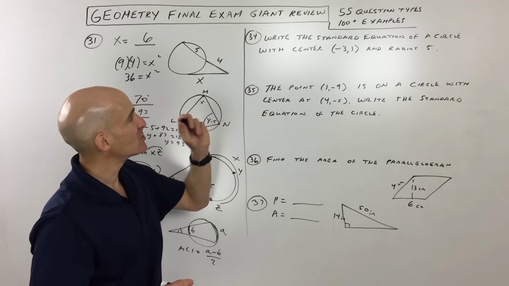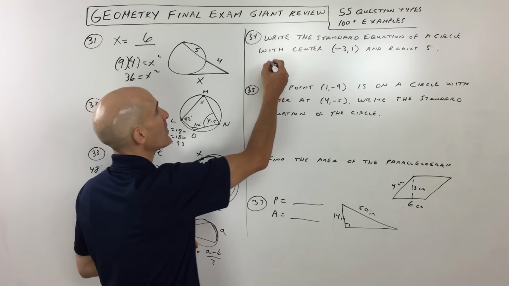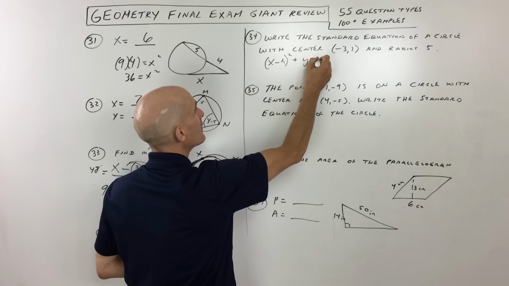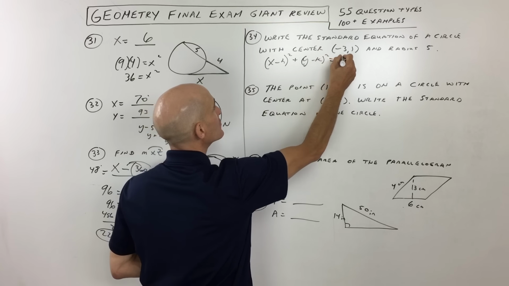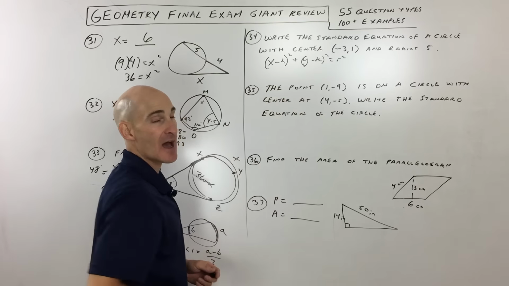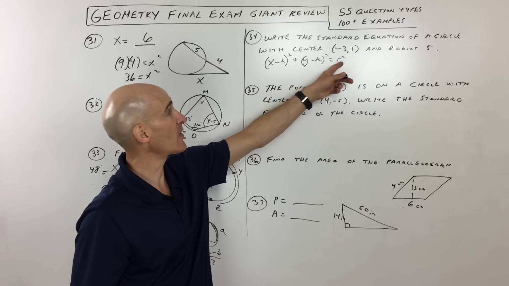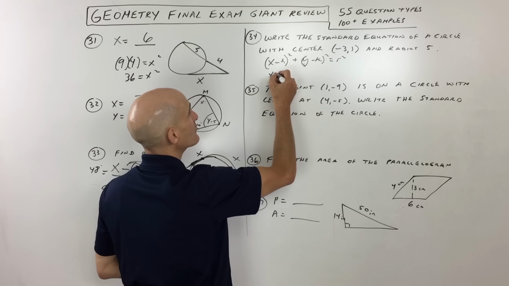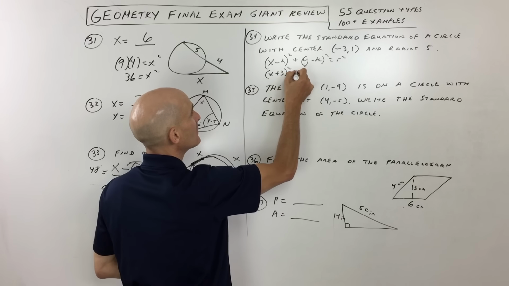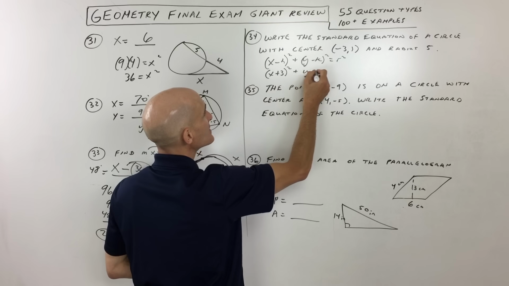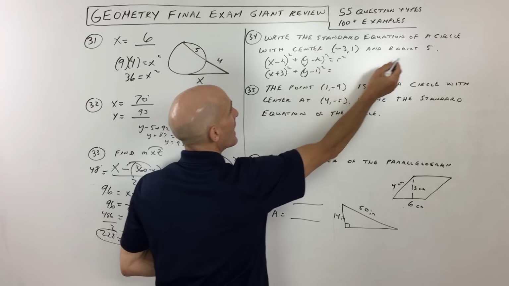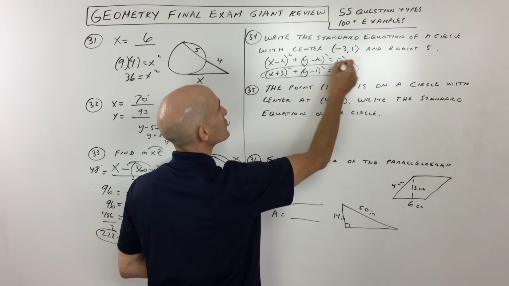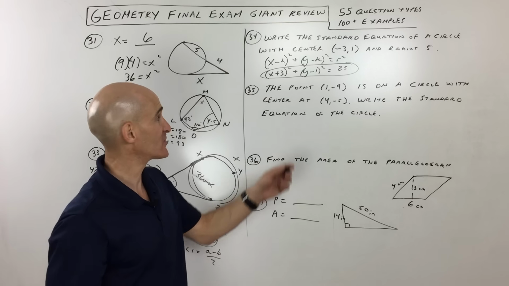Now we're getting into the equation of a circle, and the standard form for the equation of a circle is this right here: (x minus h) squared plus (y minus k) squared is equal to the radius squared. (h, k) is the center, and r is the radius. So in this case, all we have to do is substitute. We've got x minus a negative 3, which is like x plus 3, and y minus positive 1, so (y minus 1) squared, and 5 is the radius, so 5 squared is 25. So that's the equation of our circle in standard form.